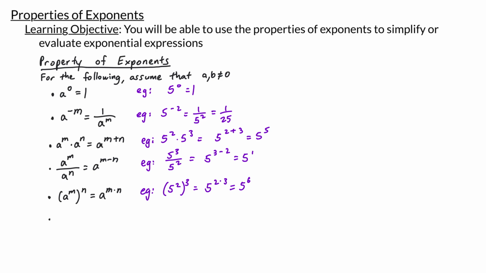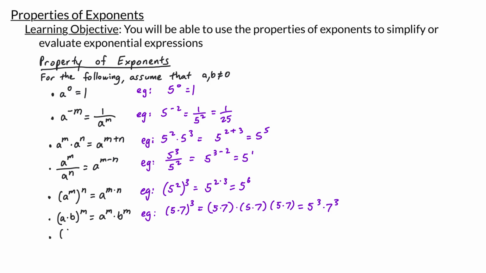Our next property tells us that if we have a times b and we raise this to the power of m, our exponent can distribute to each of the factors. We'll end up with a to the power of m times b to the power of m. For example, if we have 5 times 7 and I raise this to the 3rd power, this essentially is 5 times 7 multiplied to itself 3 times. Well, we'll have a total of 3 copies of 5s and also 3 copies of 7s. So that's why this simplifies to 5 to the 3rd power times 7 to the 3rd power.